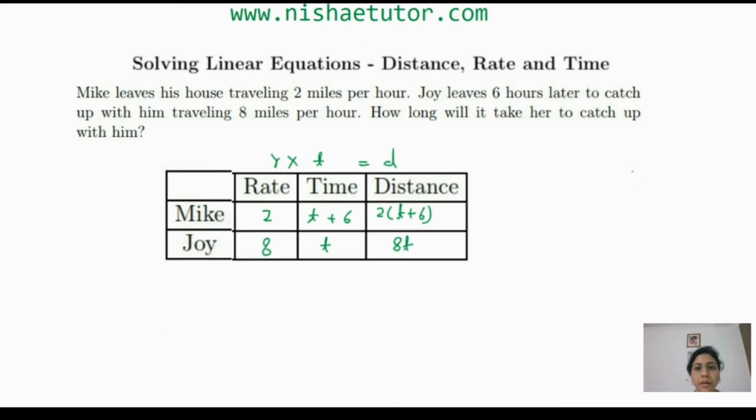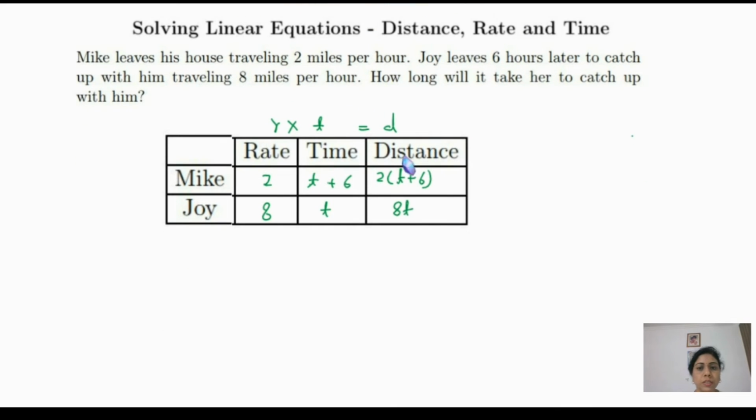And in this question, the distance for both is the same. Mike and Joy cover the same distance, so both distances are equal. I am solving here; you can solve where you want. 2t plus 2 times 6, 12, equals 8t.